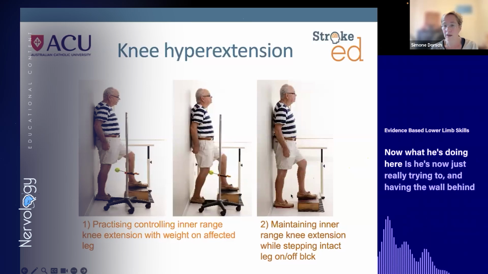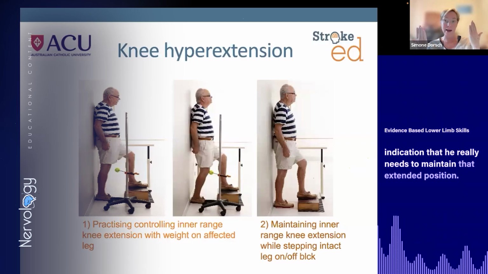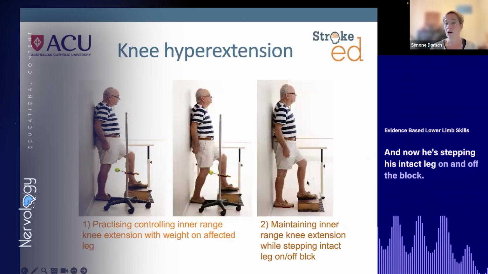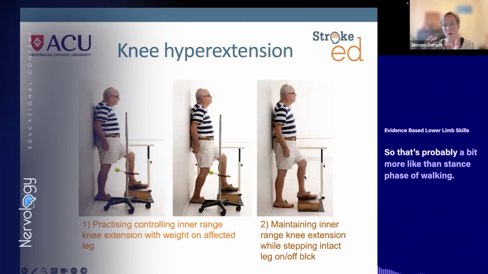Now what he's doing here is he's really trying to, and having the wall behind is very good because it will stop him going into hip flexion and give him some indication that he really needs to maintain that extended position. And now he's stepping his intact leg on and off the block, but he's maintaining his knee extension while he steps his intact leg on and off the block. So that's probably a bit more like the stance phase of walking.